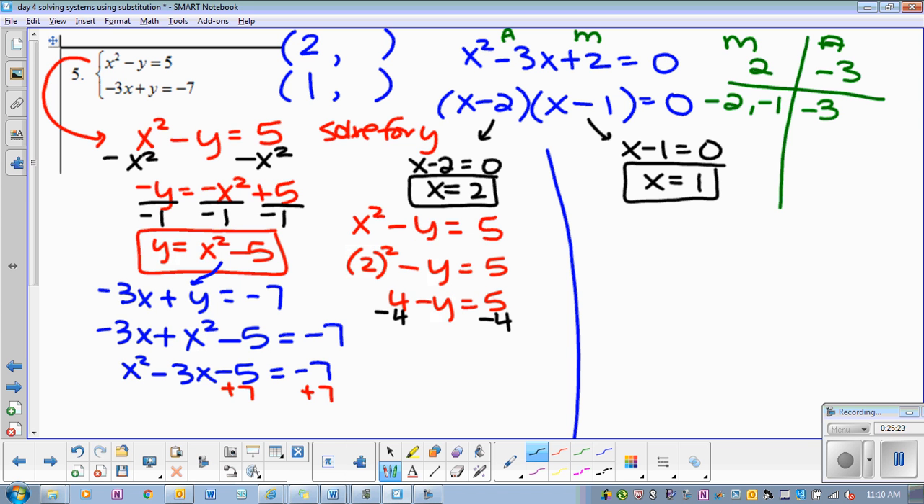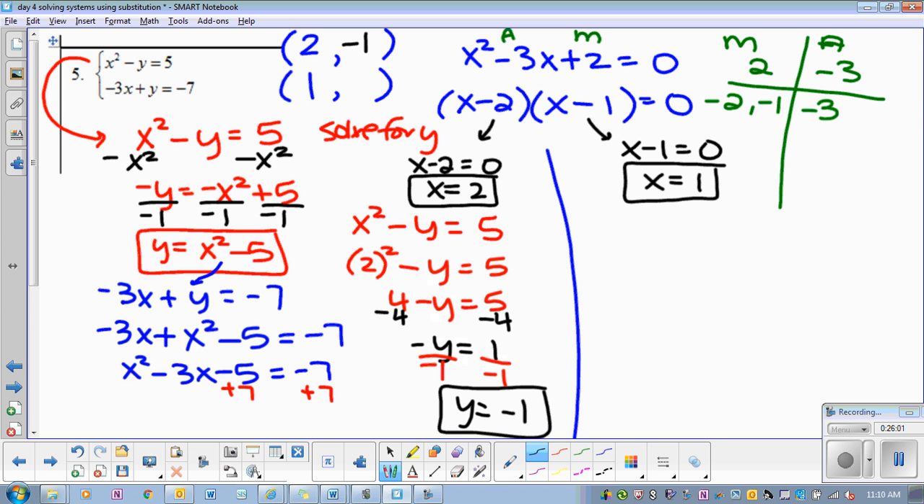Subtract the 4, and then you have negative y equals 1. Do I leave it as a negative y? No, never. Divide by negative 1. What's 1 divided by negative 1? Negative 1. So when your x equals 2, your y is negative 1. Okay? So let's try the same thing for x equals 1. You want to plug it into the first one again, or you want to plug it into the second one?